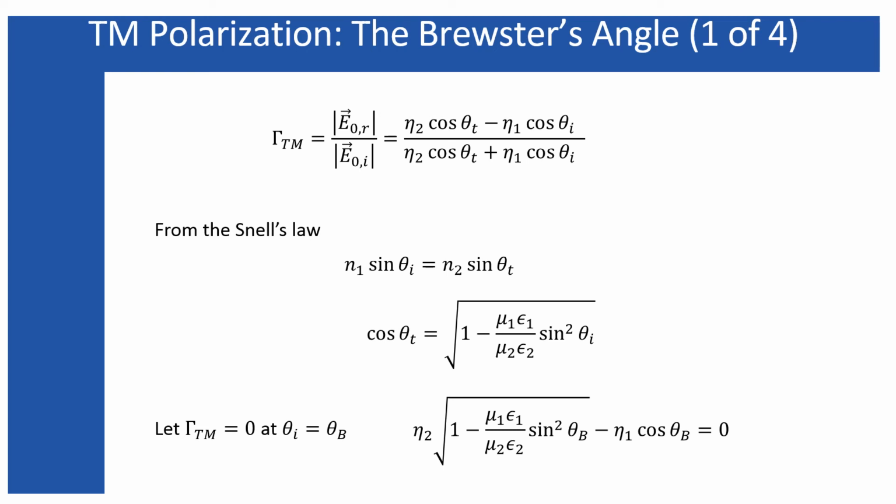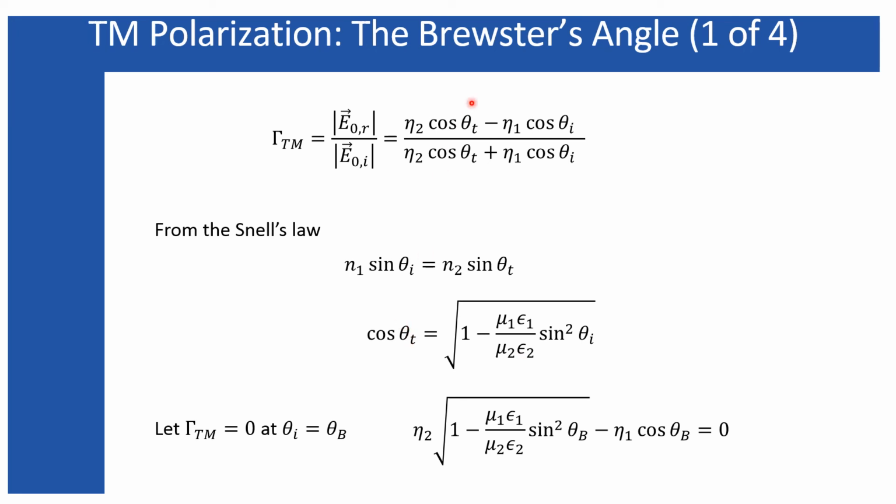And here you can easily figure out what will be the Brewster's angle for TM polarization. So this is Snell's law. From the first equation, you can see that only the transmitted angle for the transmitted wave and the incident wave are included in the expression of the reflection. And from Snell's law, we can easily replace this cos theta t by this expression, where root mu1 epsilon1 represents the refractive index of medium 1, and root mu2 epsilon2 represents the refractive index of medium 2.